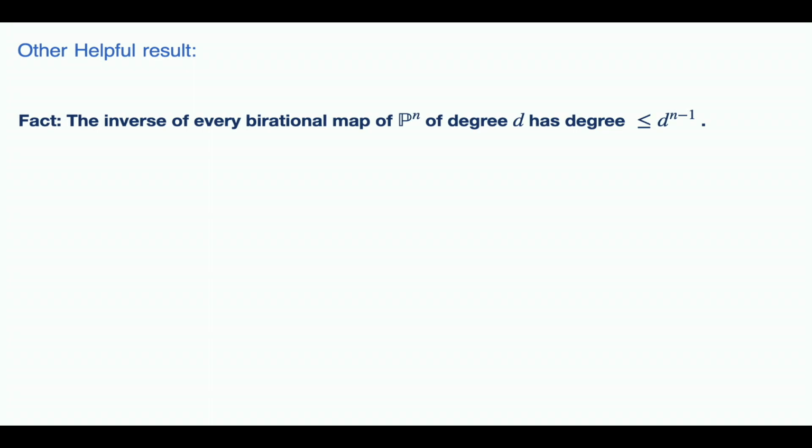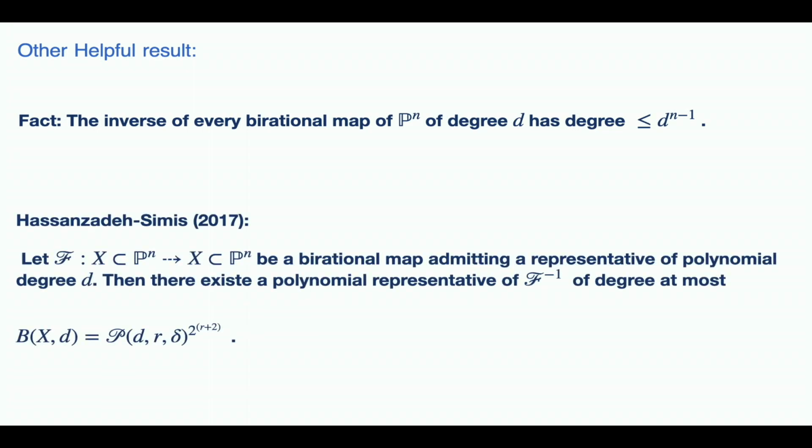I mean a birational map of Pn of degree d. So the degree of the inverse is d to the power n minus 1. But when you consider a birational map over a variety X, we didn't have the degree in general. But it was done in 2017 by Hassanzadeh and Simis. They considered a rational map, actually a birational map, defined over a variety X. And they have shown that there is a bound for the inverse of this rational map with this number.